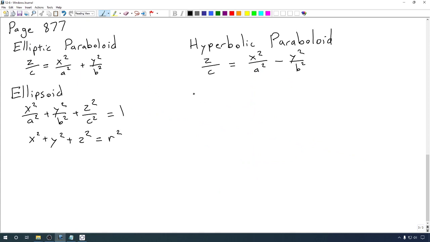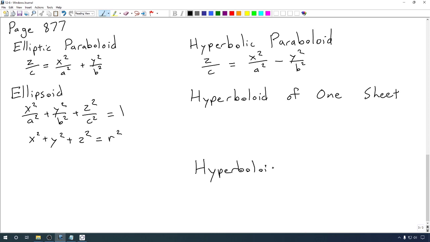Next ones we have are the hyperboloids. But there's actually two types of hyperboloid. So the first type we're going to say is of one sheet. And then we'll also look at a hyperboloid of two sheets. Probably could have guessed that in that title.